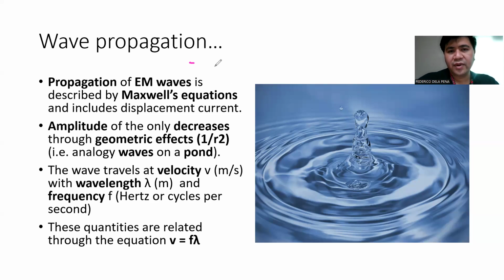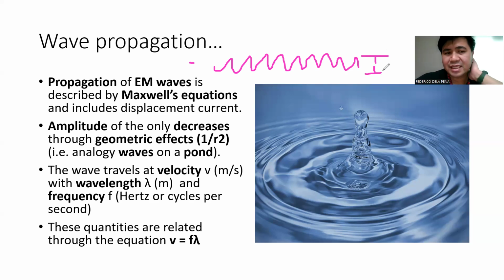If I'm gonna draw a wave, it should be symmetrical. Anyway, the height of the wave is your amplitude. That represents the energy of your wave. The bigger the amplitude, the bigger the disturbance, the bigger the energy.